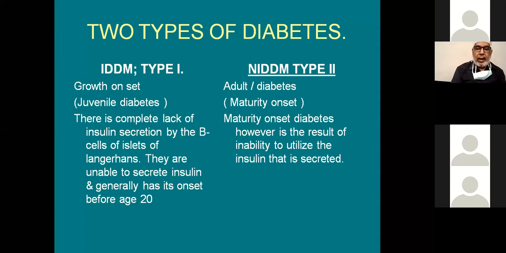And if you compare type 1 with type 2 diabetes, in type 1 there is complete lack of insulin secretion by the beta cells of the islets of Langerhans. They are unable to secrete insulin and it generally has its onset before the age of 20.